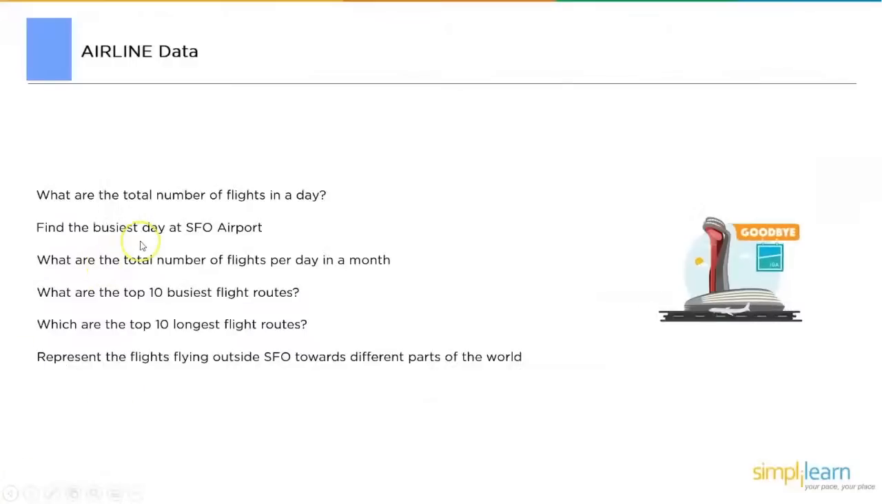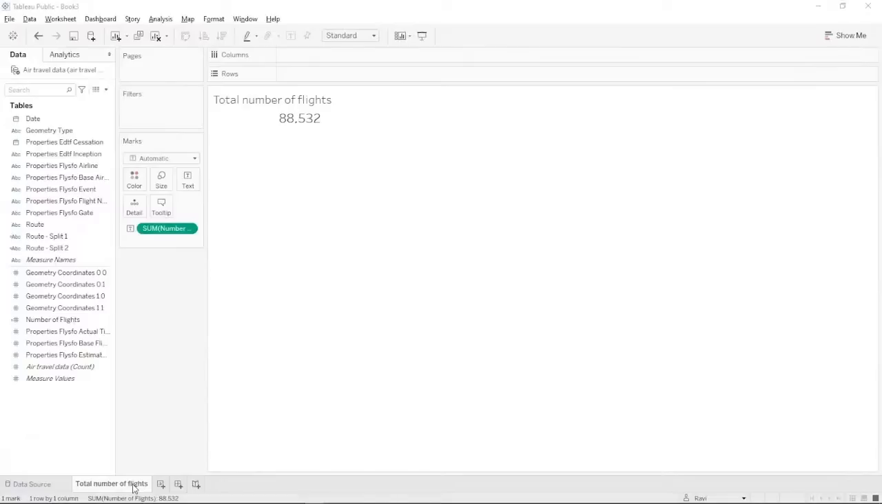Now let's execute the second query. Find the busiest day at San Francisco airport. So to execute the second query, let's just simply duplicate the sheet and rename the sheet as busiest. Okay, we can actually schedules of flights, or no, not schedules of flights, number of flights, or we can rename this as flights taking off.